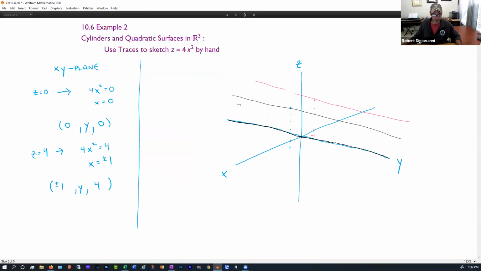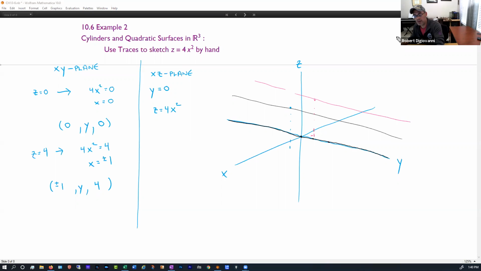Let me try a different plane. How about the XZ plane? Let's do the XZ plane. Okay, if I do the XZ plane, things that are parallel to it, the XZ plane. That's y equals zero, isn't it? That's one of them. So if y is zero, what does this equation become? Z equals 4x squared. There is no y in there, right?